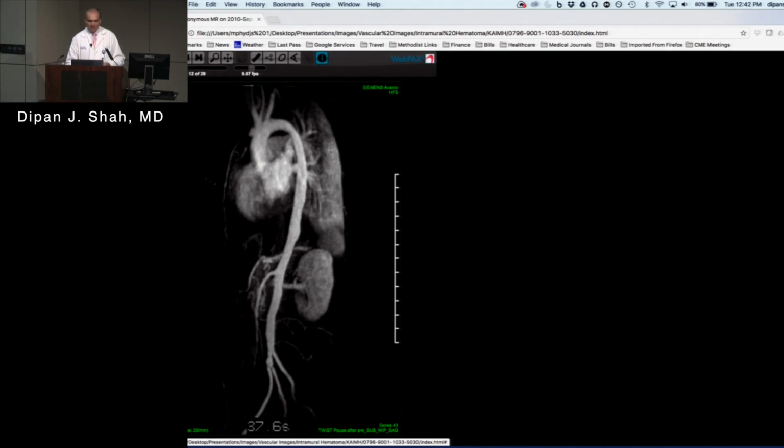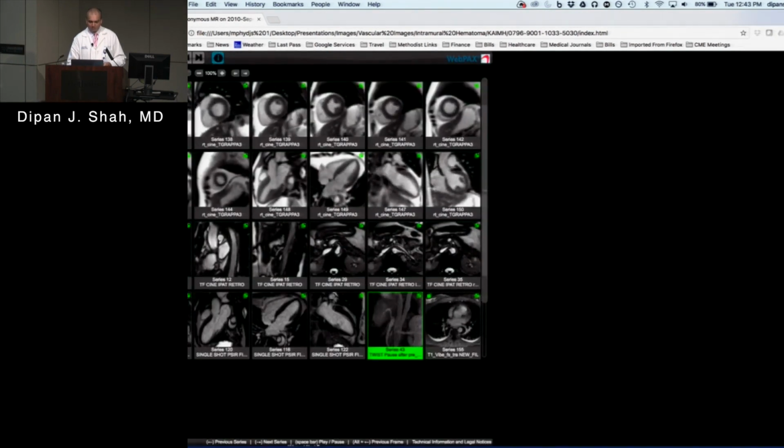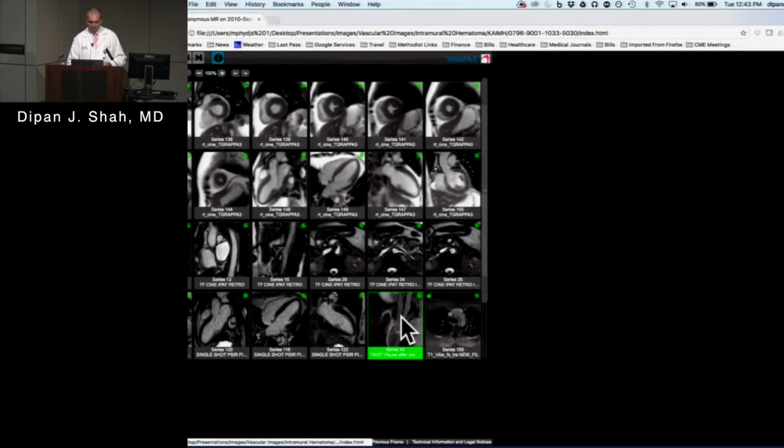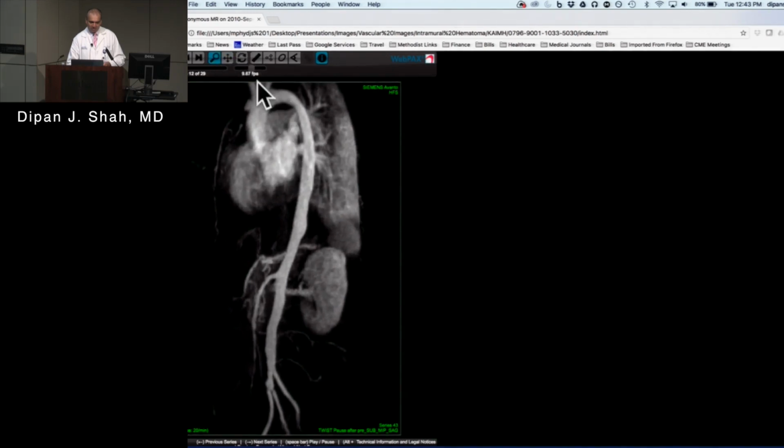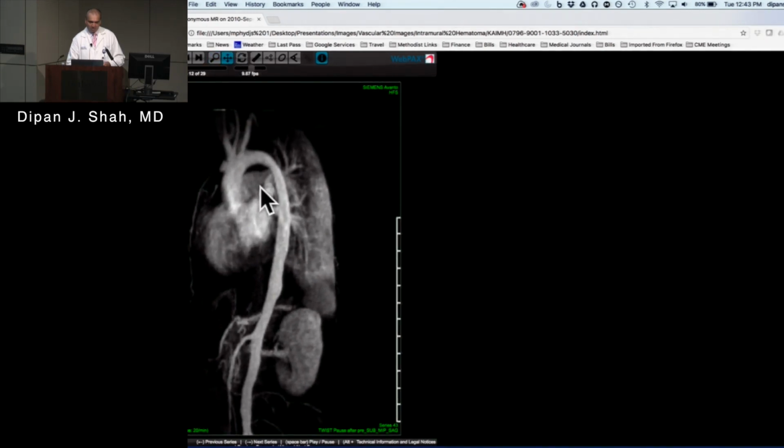What's your scale? There should be a scale. Let me see. Yeah, the scale here. These are 2 centimeter markings. Yeah, and I can actually measure it here even. Doctor, is this a good study for dissection? Would this also show your flap in terms of dissection? What did I measure? So I measured about a centimeter, actually.